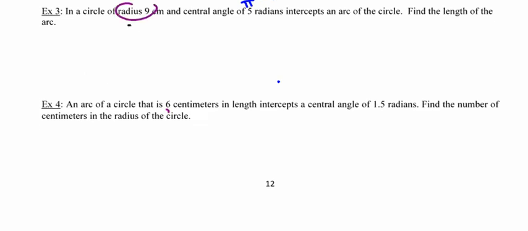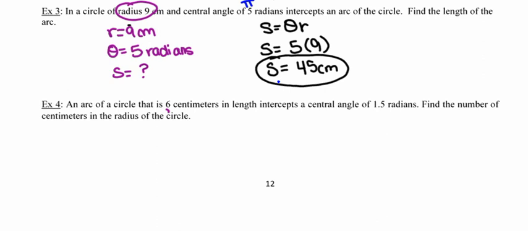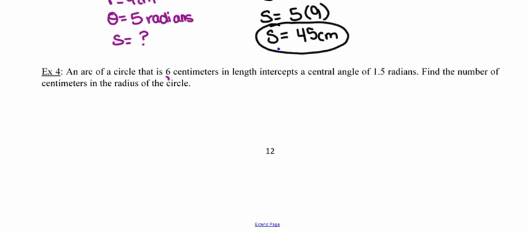In number 3, we're told that the radius is 9 centimeters. We're told that theta, the central angle, is 5 radians. And we're asked to find the length of the arc. So we're looking for S. So again, my formula, I'm going to substitute in, I'm trying to find S. My angle is 5 radians, my radius is 9 centimeters. So S, or my arc length, would be 45 centimeters. So hopefully you can see that this really isn't a whole lot more sophisticated than just identifying what you've been given and substituting into the formula.